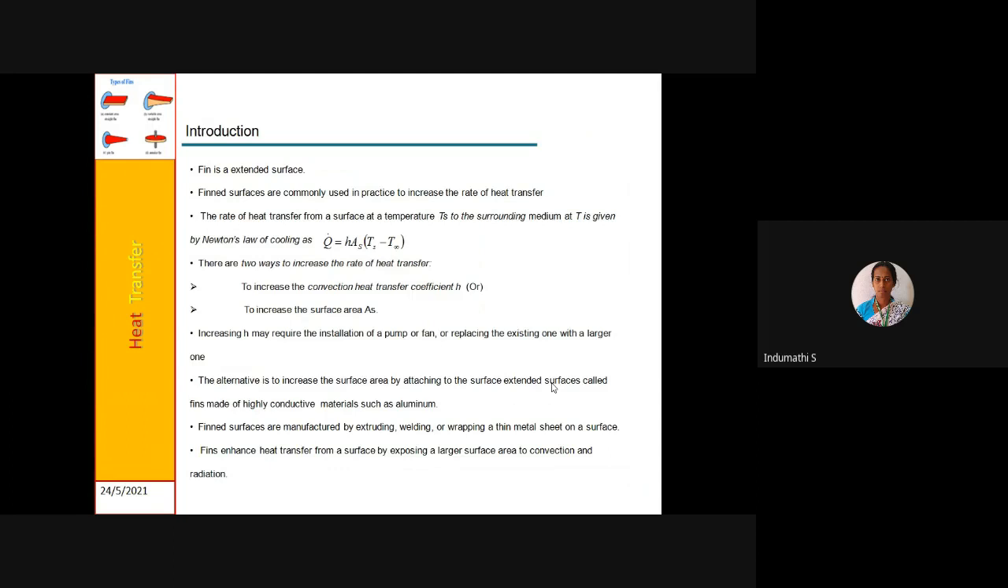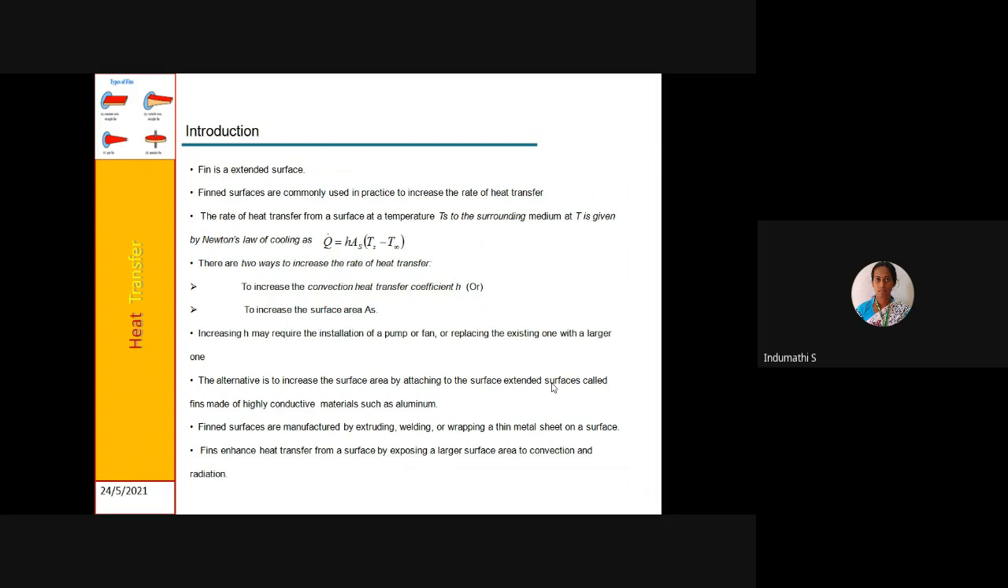Then coming to the introductory part of fins. First of all, let us understand what is a fin. The heat conducted through solids, walls, or boundaries has to be continuously dissipated to the surroundings or environment to maintain the system in a steady state condition.